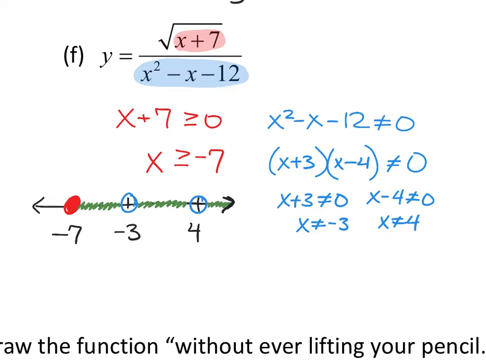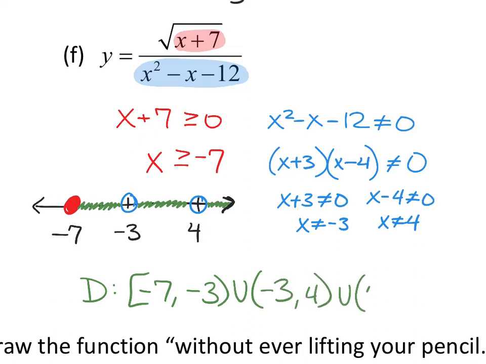So when there's multiple restrictions from different parts of the function, you just include them all on your number line so that you can write the domain correctly. The domain here would start at -7, stop at -3 for a hot second, pick back up at -3 and go to 4, pick back up at 4 and go off to infinity. So I was somewhat right.